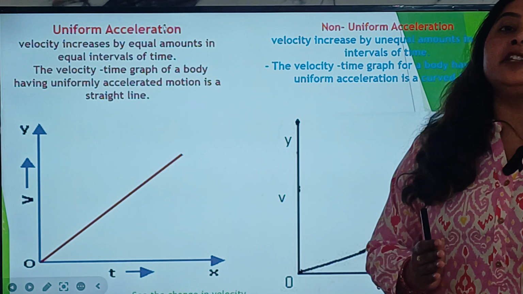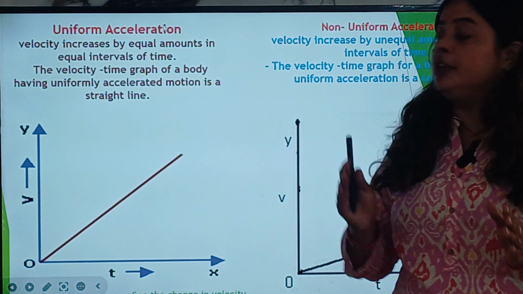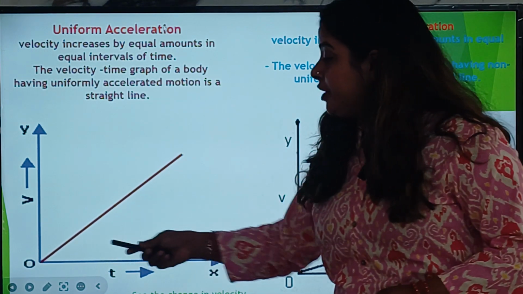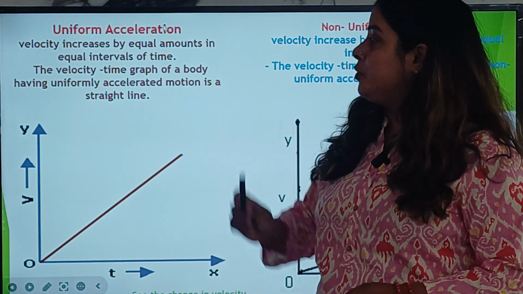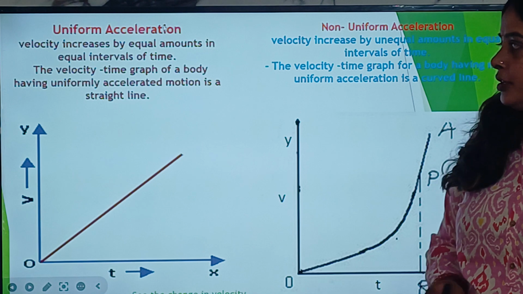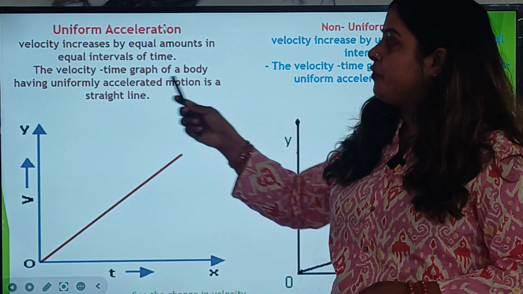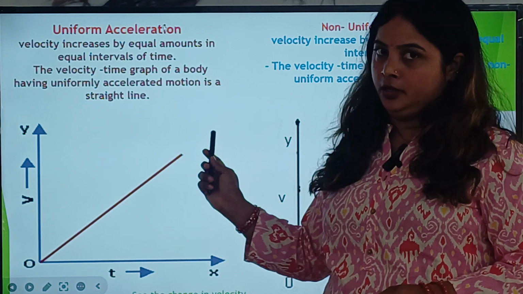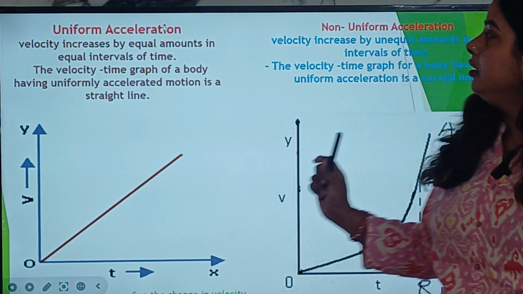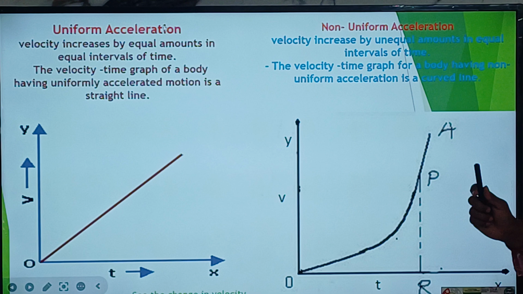So when there is an equal increase in velocity with equal interval of time, the velocity time graph is a straight line, and that is known as uniform acceleration. The velocity time graph of a body having uniformly accelerated motion is a straight line. This you have to remember. Clear? Now coming to non-uniform acceleration.